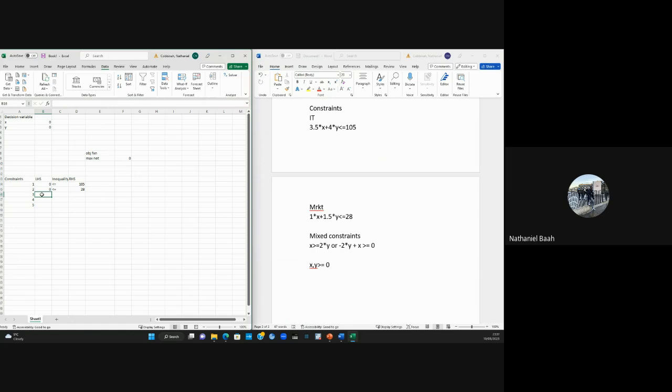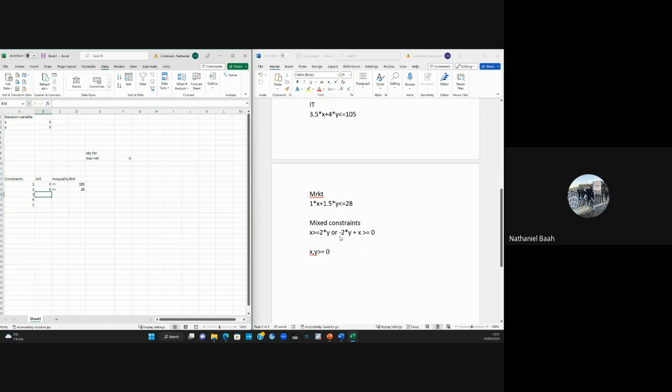Hope you are following. Now, let me put in my mixed constraint. So I'm going to input this one. So my mixed constraint was 2, that's equals minus 2 multiplied by my y, which is cello, plus my Sony. Enter. That one was greater than or equal to 0.